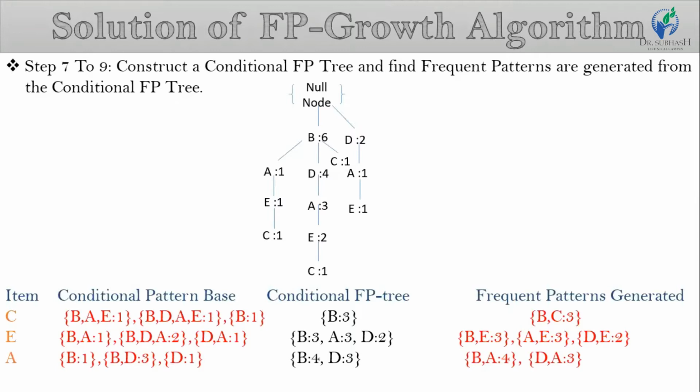Now see the lowest node, D. D occurs in one branch, B, D, and therefore considering D as suffix, the prefix path will be B: 4. So this forms the conditional pattern base. So the answer is B: 4. So this path will generate all the combinations of frequent patterns. So the frequent pattern is B, D: 4.